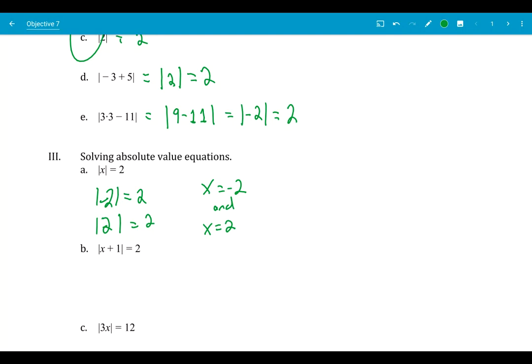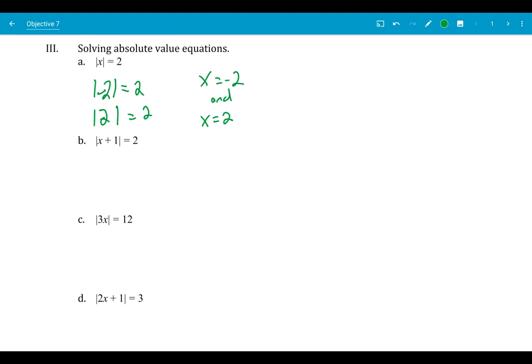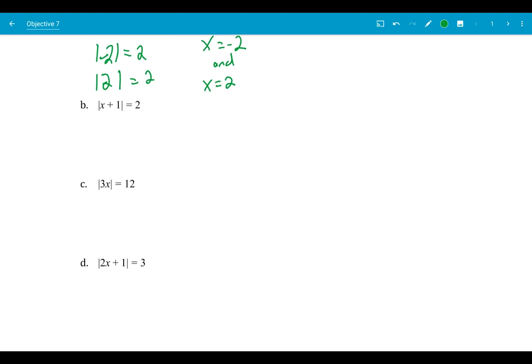What ends up becoming difficult with these is that most of the time we have two answers, but it's not as simple as writing down two opposite numbers. Sometimes that'll work, as it did in this example A, but not in all of these. So here's your basic setup. The whole idea is, because what's inside the absolute value can equal a positive number or a negative number, you're going to set up two different equations. You're going to set up one equal to the positive version of the number we have on the other side, and one equal to the negative version.